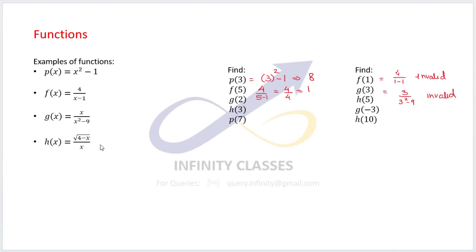Again, for say h of 10, that will come out to be root over 4 minus 10, divided by 10. Now again, it is the root of a negative number, root of minus 6, divided by 10. Again, this is a complex number and we are talking about real functions right now. So again, this is invalid. Such situations are to be avoided, which will form the part of domain conditions of the function. We will learn about this in the next class, but this is a very important aspect to understand what functions are and what the acceptable values, the domain, are.